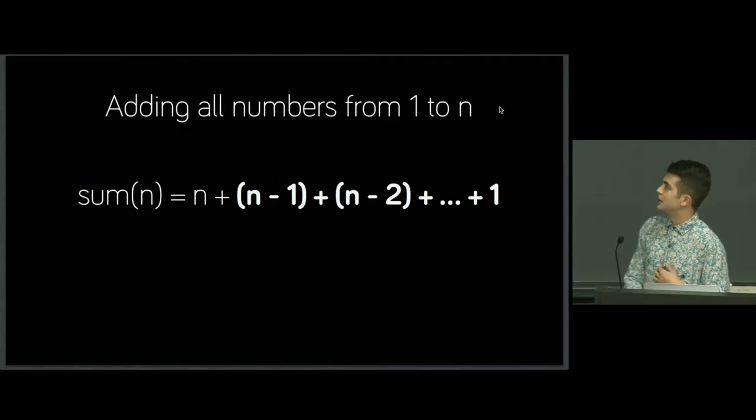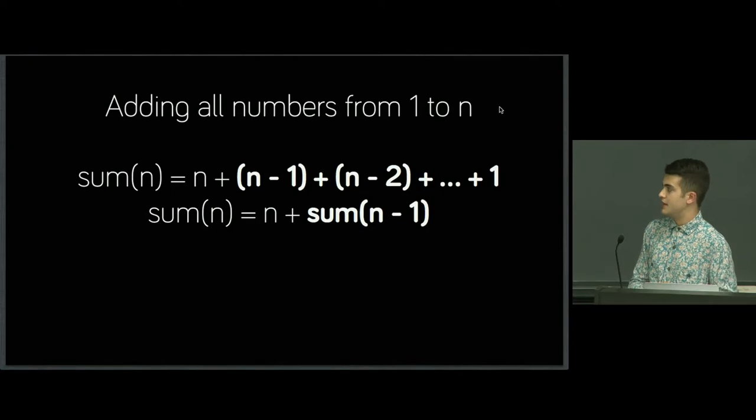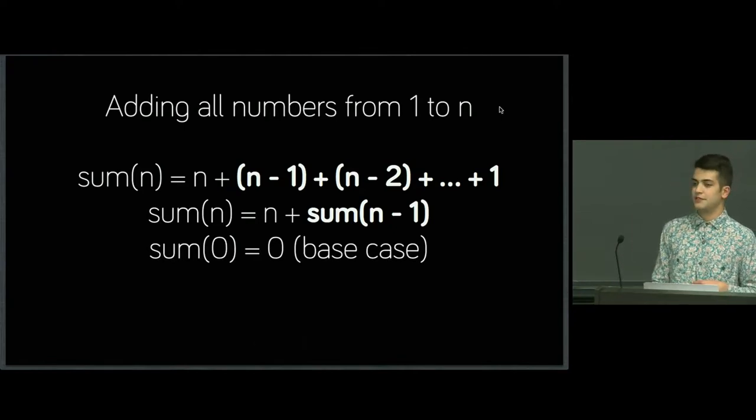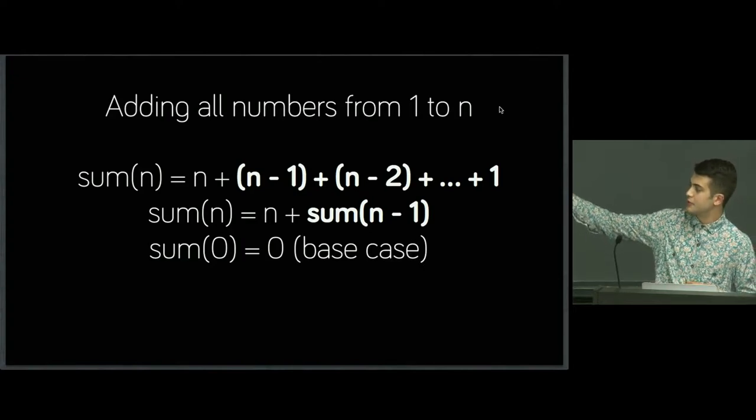Okay. So here's an example. Let's say that I want to sum all the numbers from 1 to n. I can realize that the sum of the n numbers is n plus n minus 1 up to 1. But then if I look at n minus 1 plus n minus 2 down to 1, that's the same thing as summing numbers up to n minus 1. So I can say the sum of n equals n plus the sum of n minus 1. Does that make sense? And I also would have something that's called the base case, which is that the sum of the numbers up to 0 would be 0.